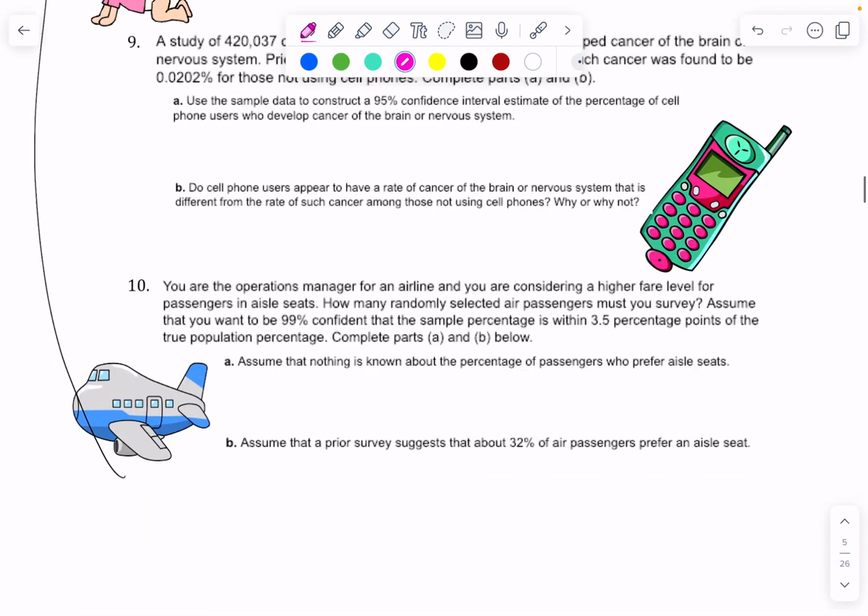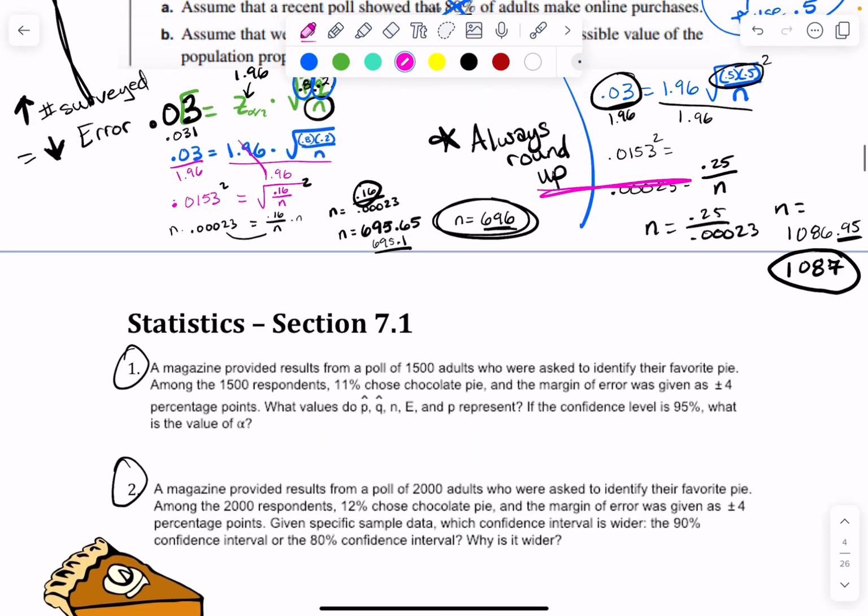Do the bottom half for homework. If you haven't done the first page, there you go. And that is all that I have.